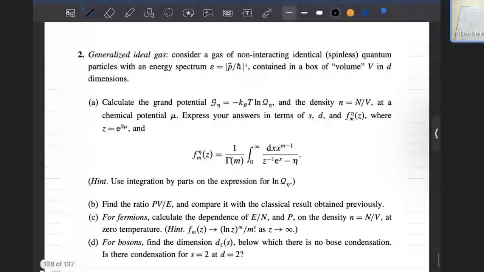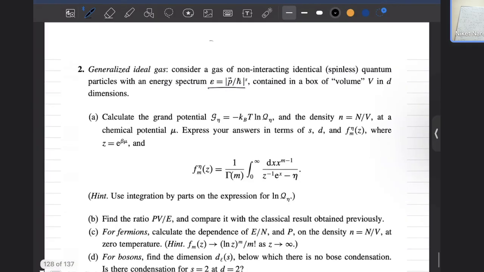We are talking about a generalized ideal gas here. Consider a gas of non-interacting identical spinless quantum particles with an energy spectrum given by this. Here what they are doing is generally we have energy k square by 2m. So let's forget this 2m or something. Basically its energy is k square. Now what they are saying here is that let's say that the energy has k raised to power s. There is some constant here which will adjust the dimensions. We are ignoring the constant here. That's okay. The whole point is that the power of k is different.